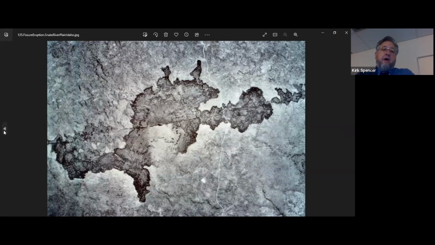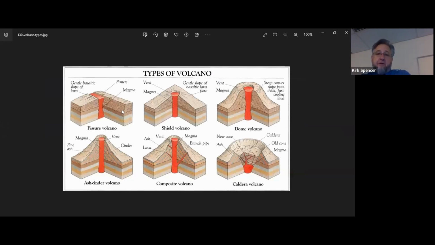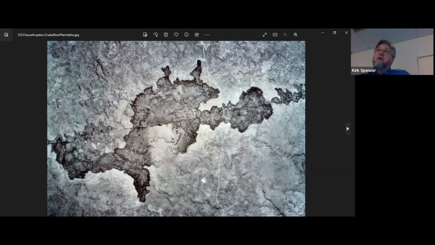All right, there is another type of volcano called a fissure volcano. You can find them in isolation. However, fissure volcanoes very often occur with shield volcanoes, especially along the outer edges. This is a photograph of a fissure eruption. This isn't in Hawaii, though. This is the Snake River Plain, but you can see the fracture here, and you can see the lava just flowing out of it like a wound.